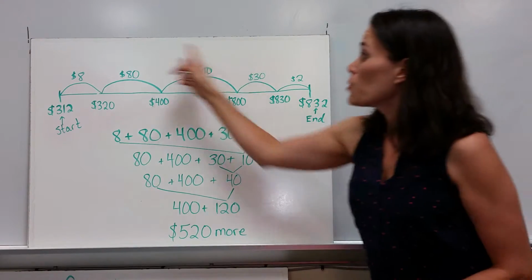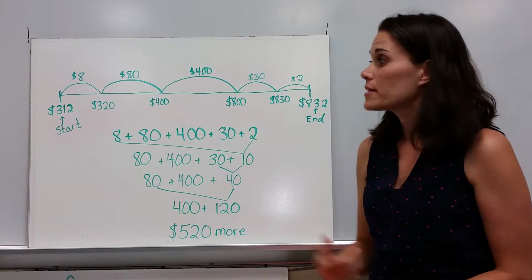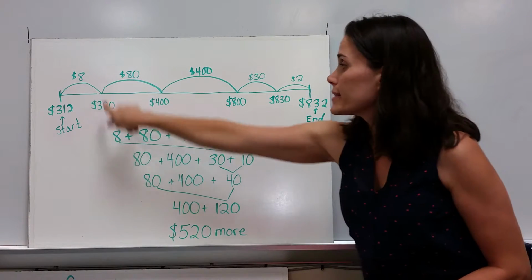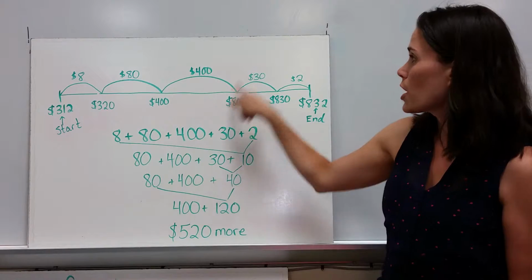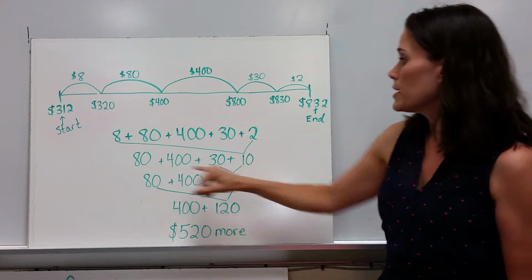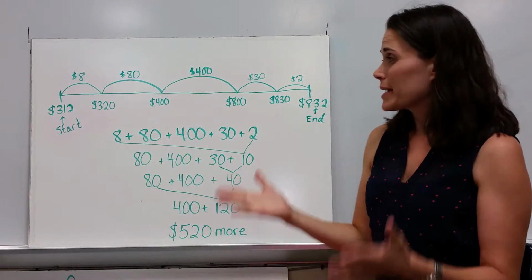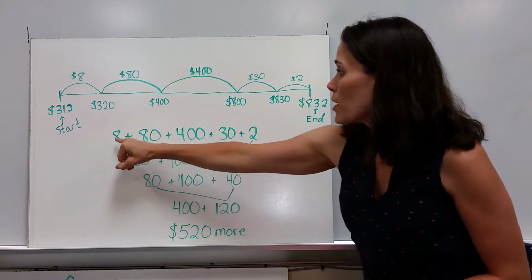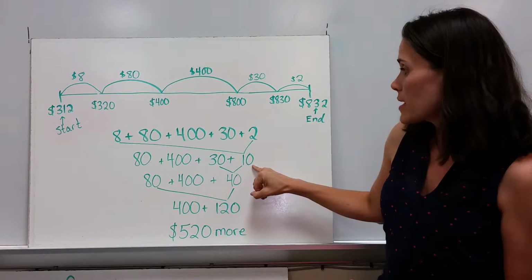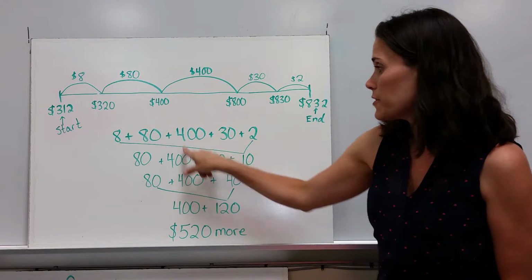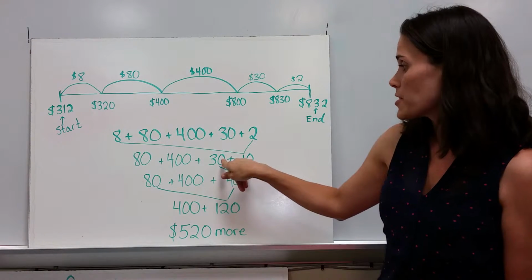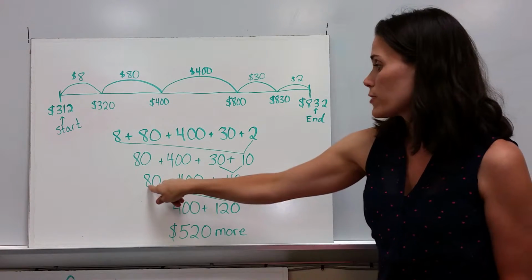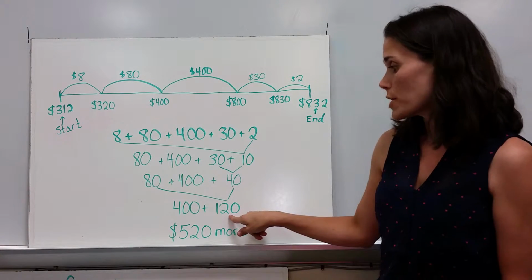Then you have to figure out, well, how much did we add on from 312 to get to 832? Here's the numbers I added: the 8, 80, 400, 30, and the 2. Just by combining numbers that are easier to add, I'm going to go ahead and put the 8 and the 2 together. That makes 10. And we still have the 80, the 400, and the 30. And if we combine the 30 and the 10, that's 40. We still have the 80 and the 400. And then if we combine the 80 and the 40, that makes 120.